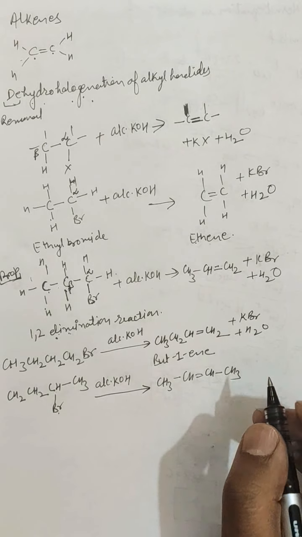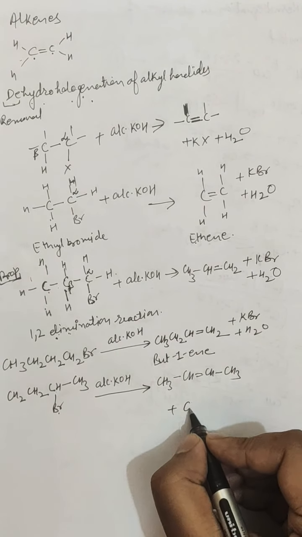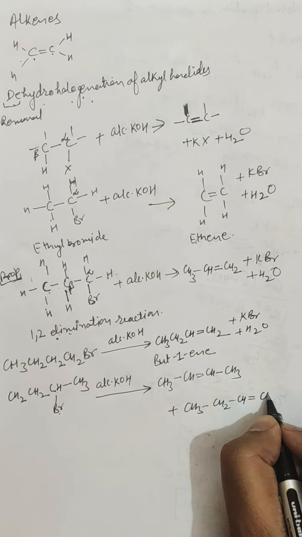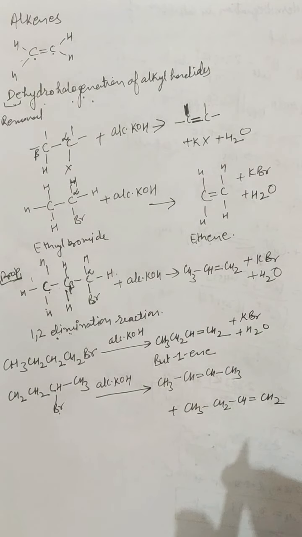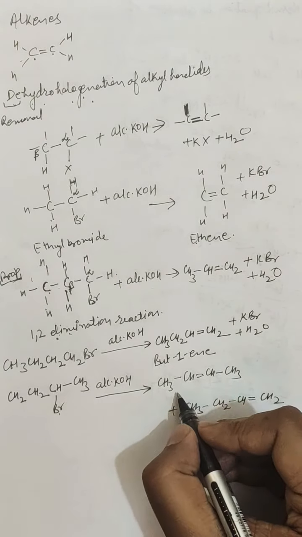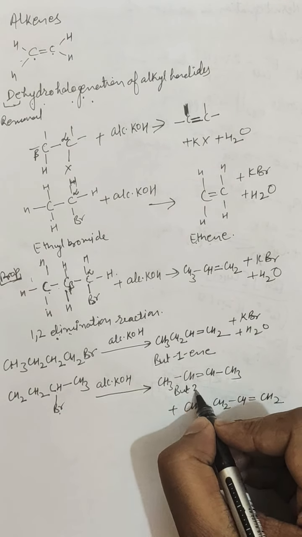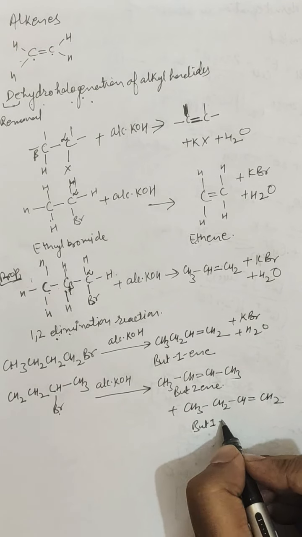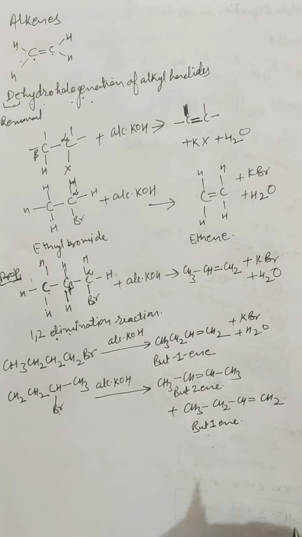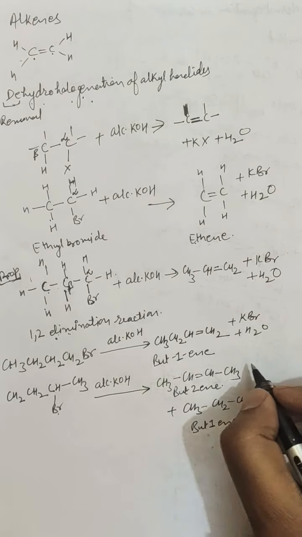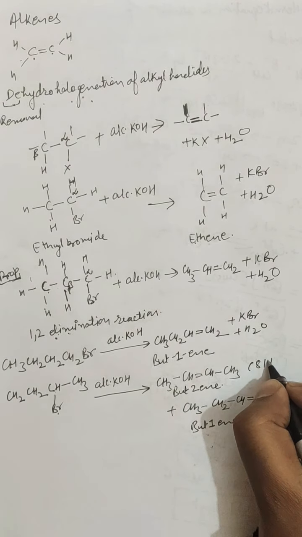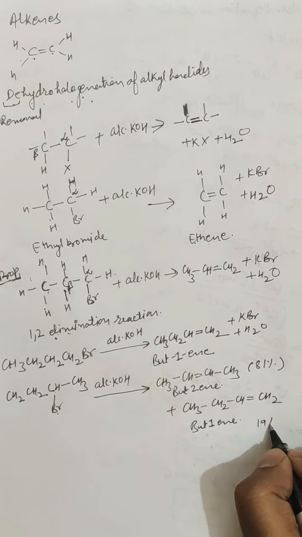This is called but-2-ene, plus but-1-ene. So this is but-2-ene, this is called but-1-ene. So this is the major product, that is it is found at 81% and this is found only 19%.